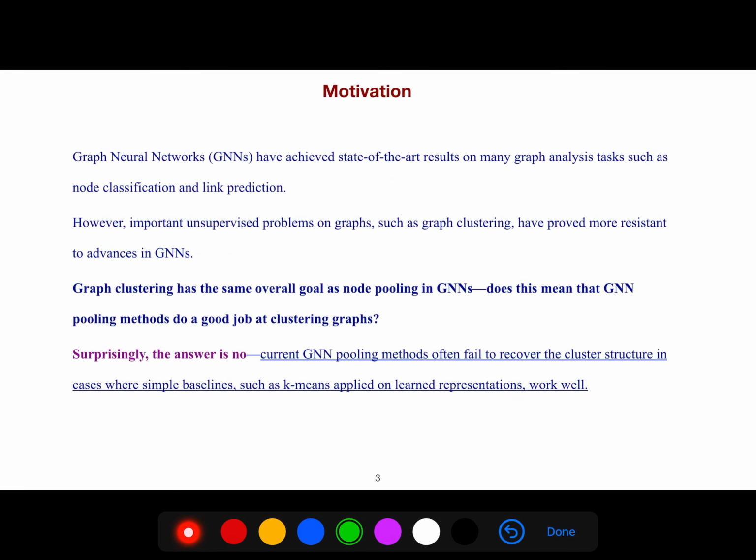Graph neural networks have achieved state-of-the-art results in many graph analysis tasks such as node classification and link prediction. However, important unsupervised problems on graphs such as graph clustering have proved more resistant to advances in GNNs. Graph clustering has the same overall goal as node pooling. Does this mean that GNN pooling methods do a good job at clustering graphs?